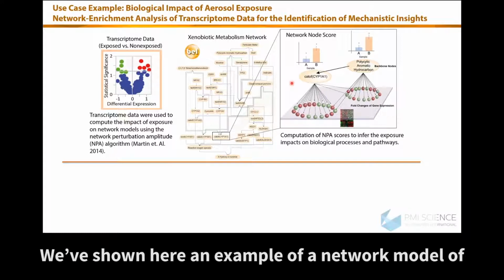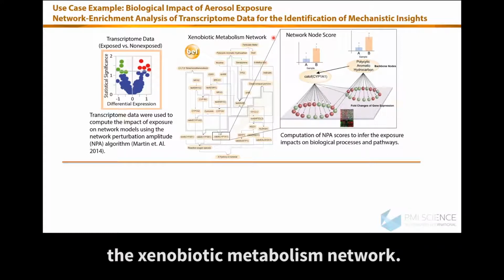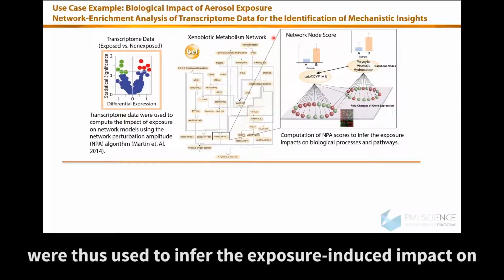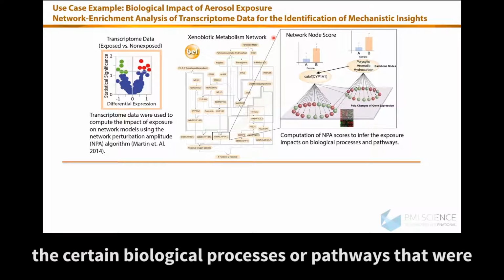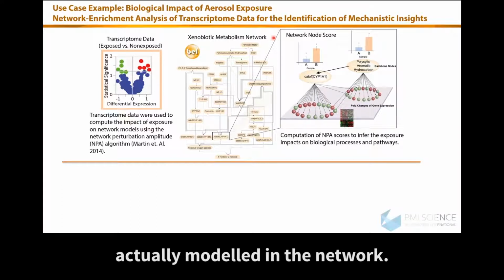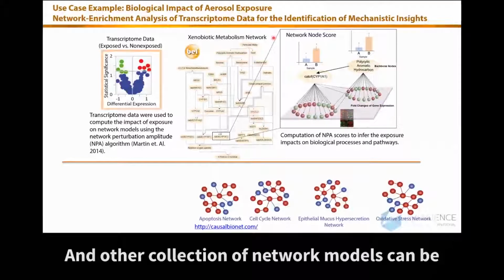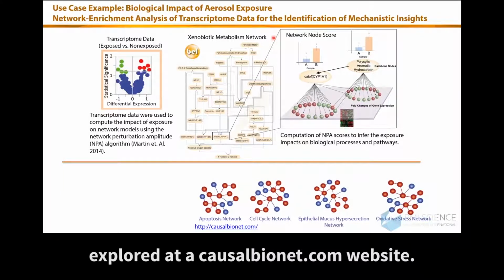We've shown here an example of a network model called the xenobiotic metabolism network. The perturbation score of the entire network model was used to infer the exposure-induced impact on the biological processes or pathways that were modeled in the network. Our collection of network models can be explored at the causalbionet.com website.